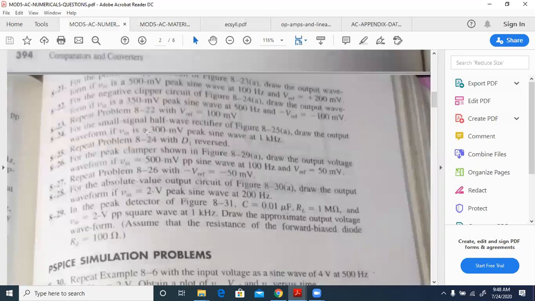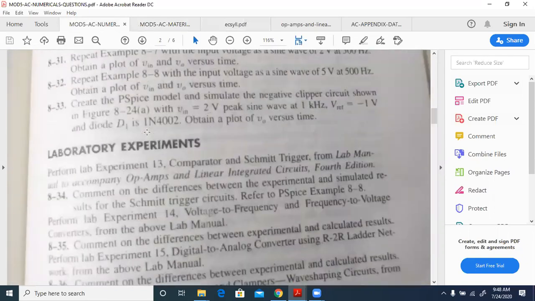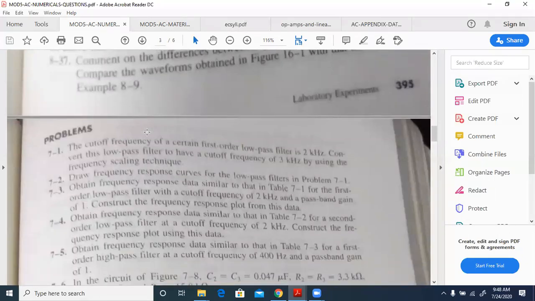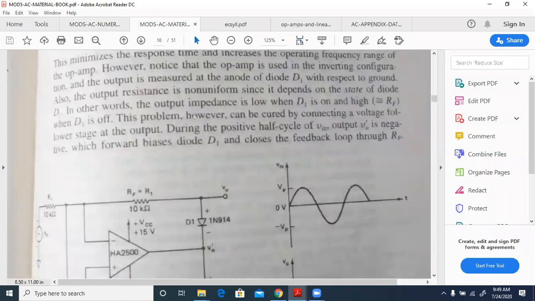Next, we will go for the filters. Okay, the filters. So here we have the cutoff frequency of a certain first order low pass filter as 2 kilohertz. Convert this low pass filter to have a cutoff frequency of 3 kilohertz by using the frequency scaling technique.